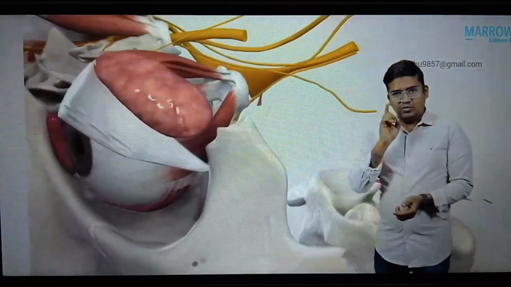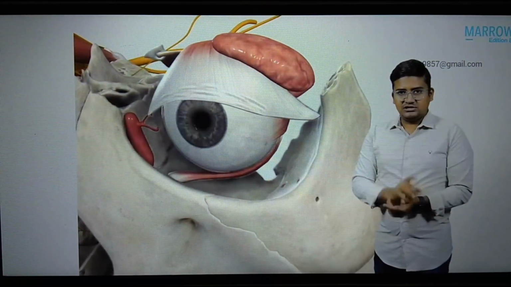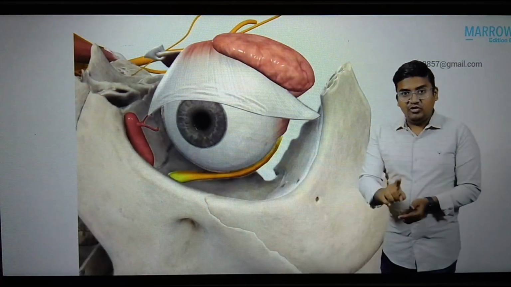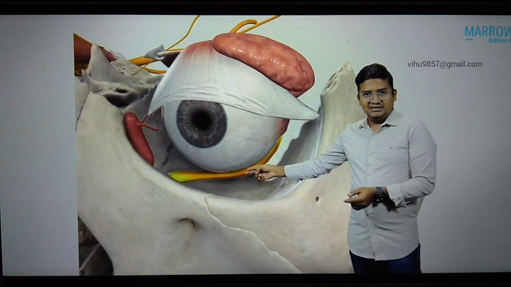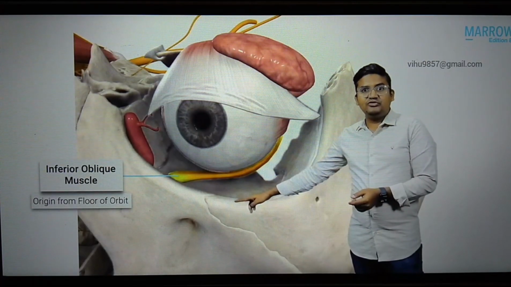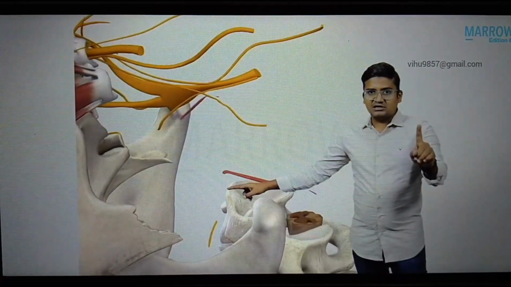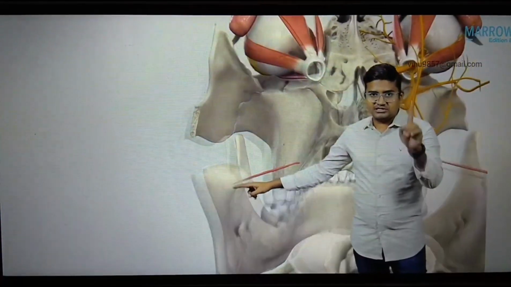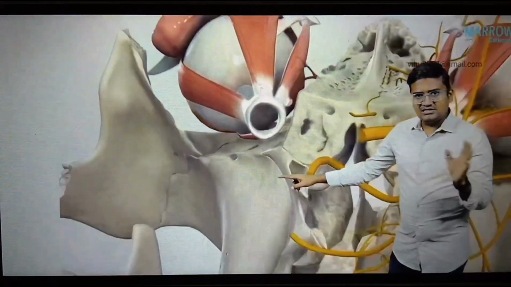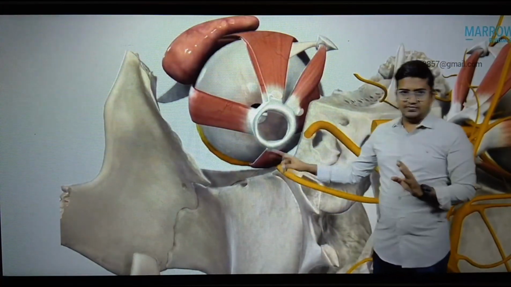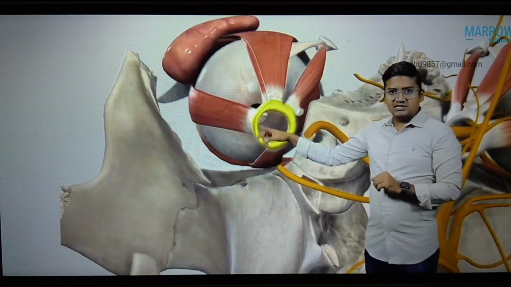Now only one extraocular muscle comes from the floor of the orbit. See here, that is the inferior oblique muscle, arising from the floor, the maxilla bone. It is the only extraocular muscle arising from the floor of the orbit. All the other muscles arise close to the apex of the orbit. Now you are seeing the common tendinous ring clearly.